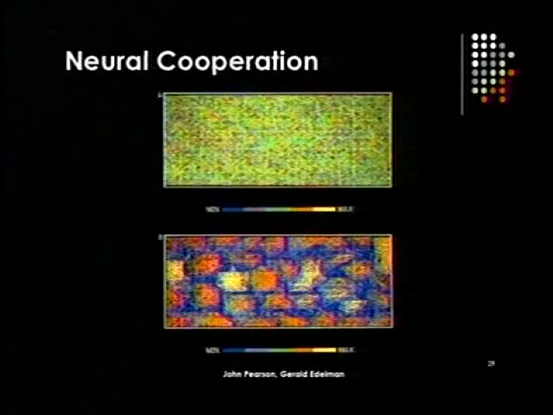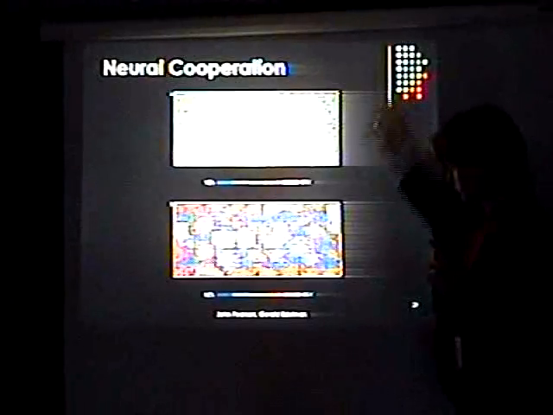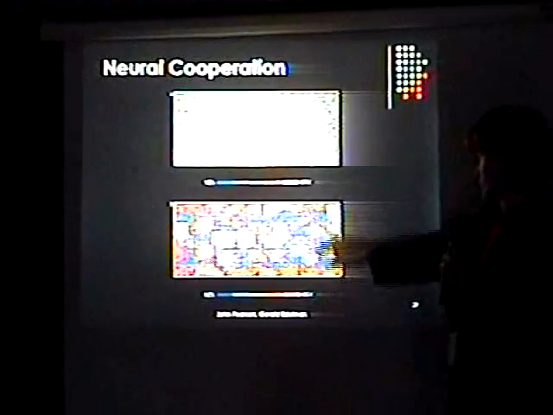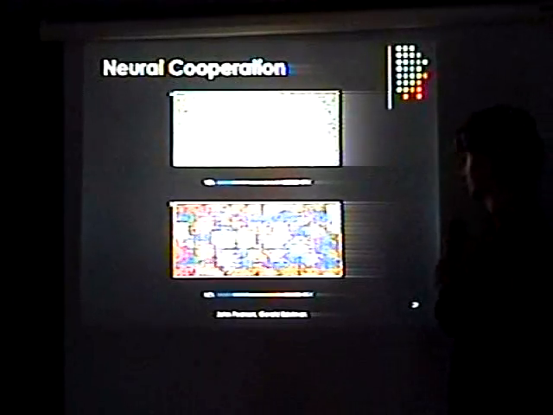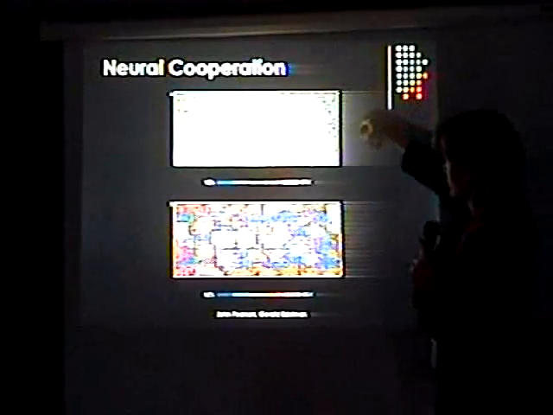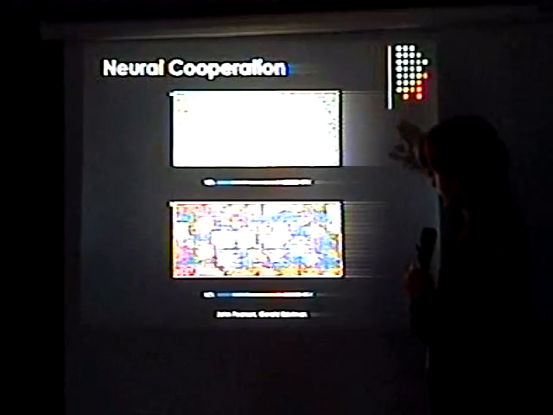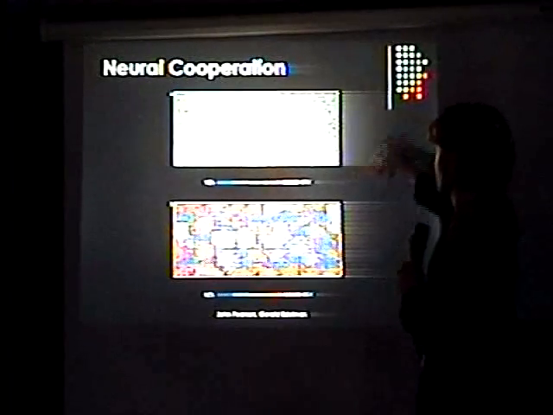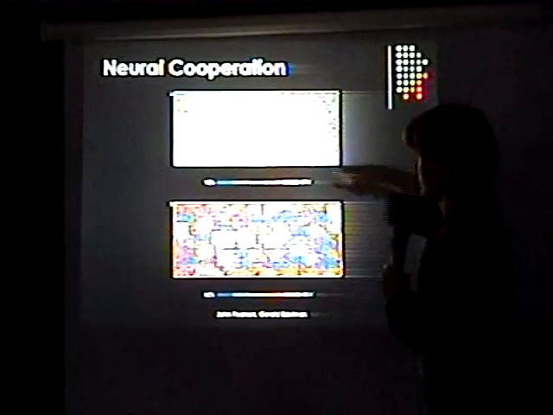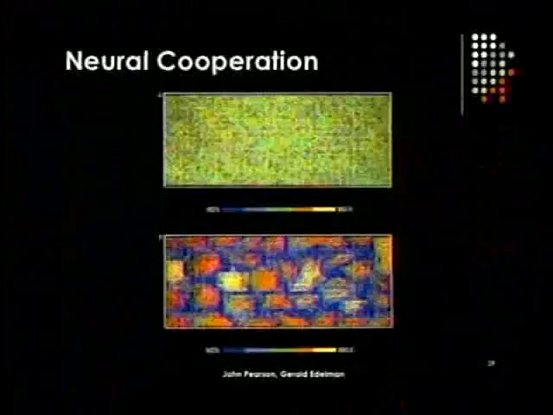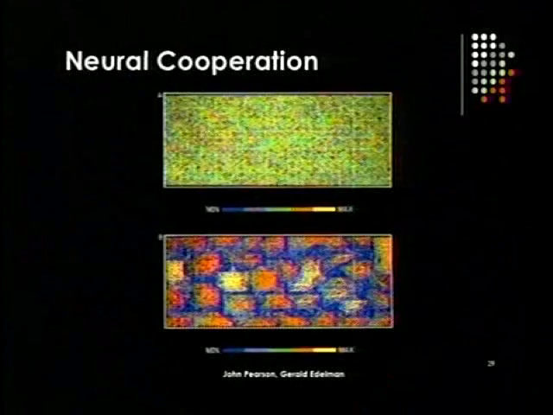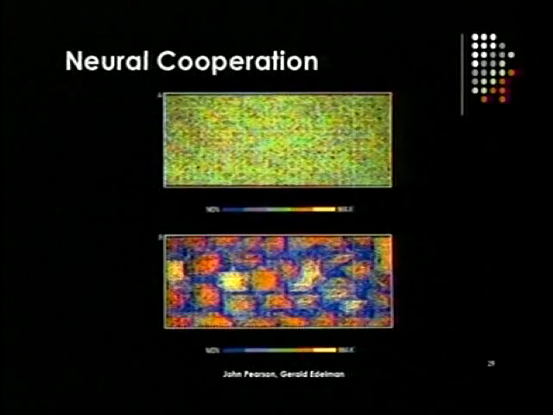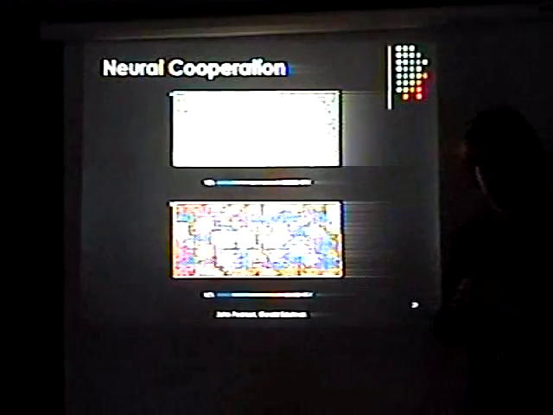Actually, this is saying the same thing. This is from Gerald Edelman. He won the Nobel Prize a while ago, so he's pretty smart. But basically, this is showing an initial wiring, and this is showing a wiring maybe 2 or 3 years later. So basically, you can see that it has spontaneously formed these different patchy coherences.